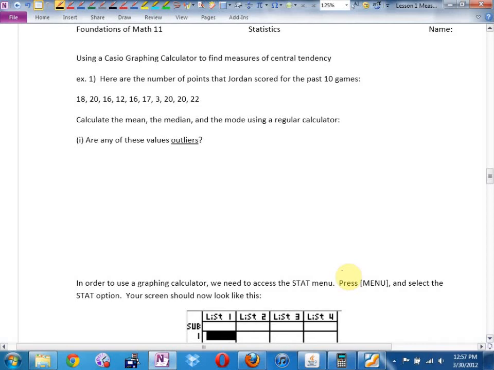Now let's start to play with the graphing calculators just a little bit. I'll probably get through one example and then I'll quit, and then on Tuesday we'll pick up with the second example. To jog your memory here, using a Casio graphing calculator to find measures of central tendency.